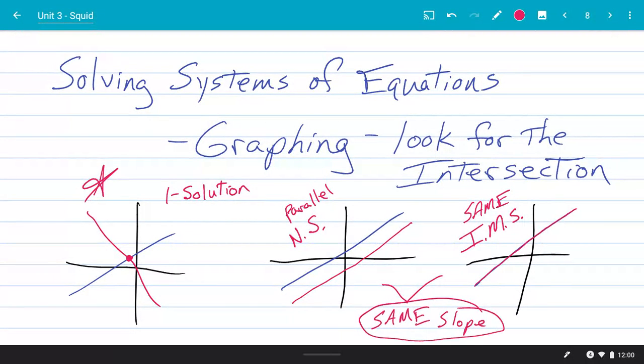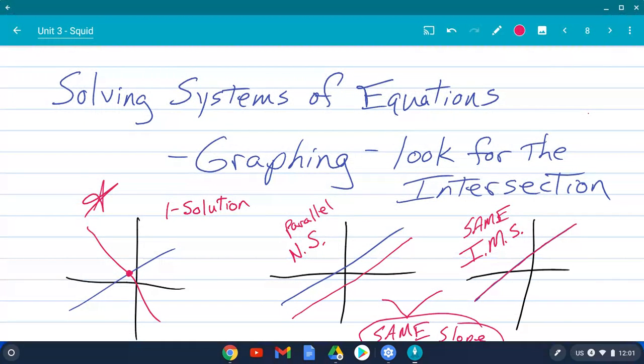So that's section 3.1, your reading and highlighting. I hope that was beneficial for you. I hope it made sense. And that's your introduction to solving systems of equations by graphing.